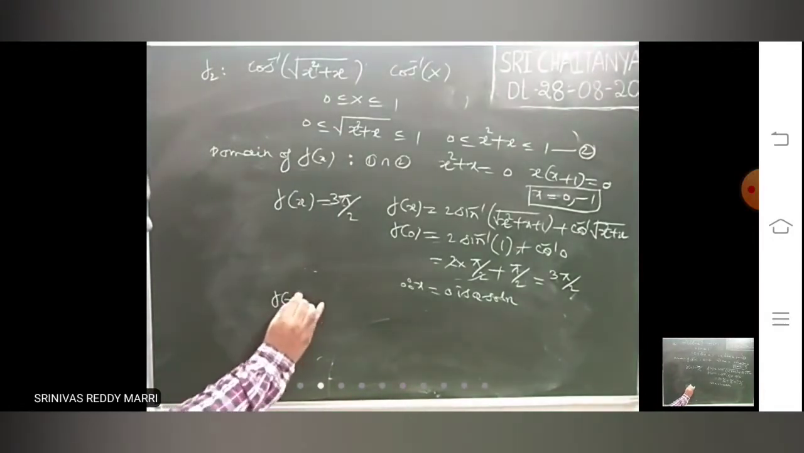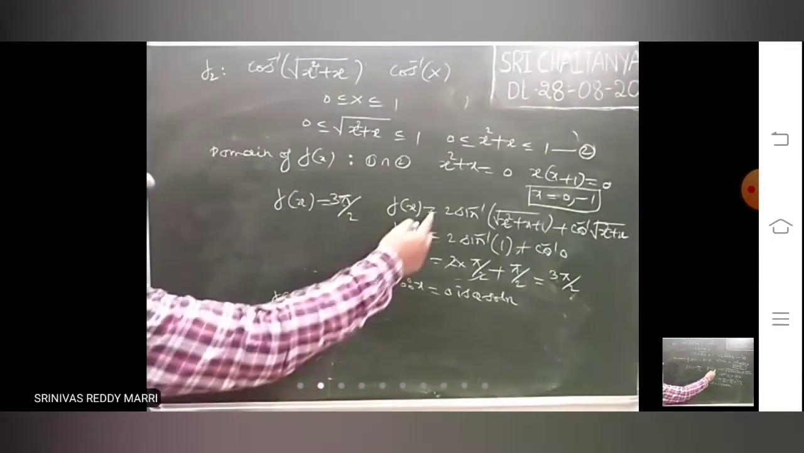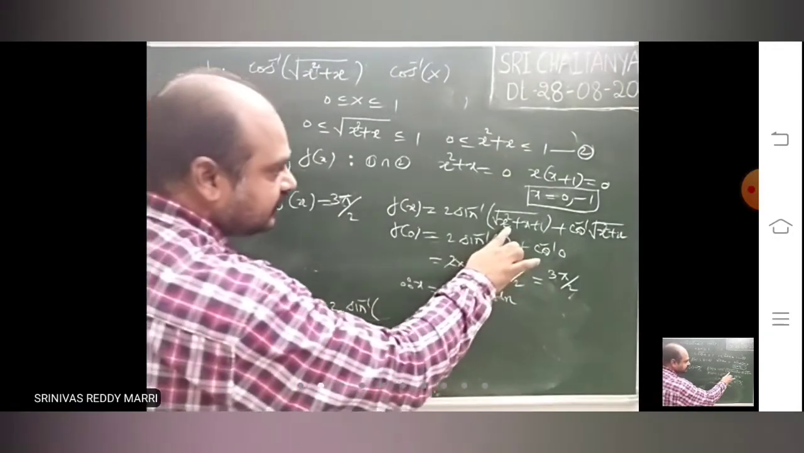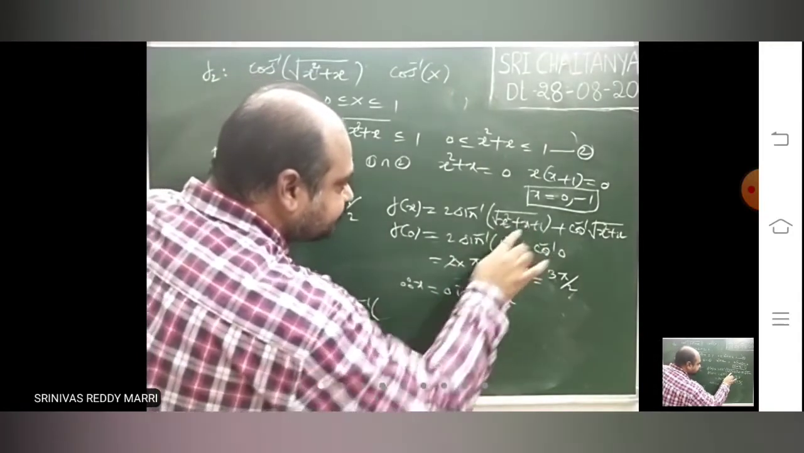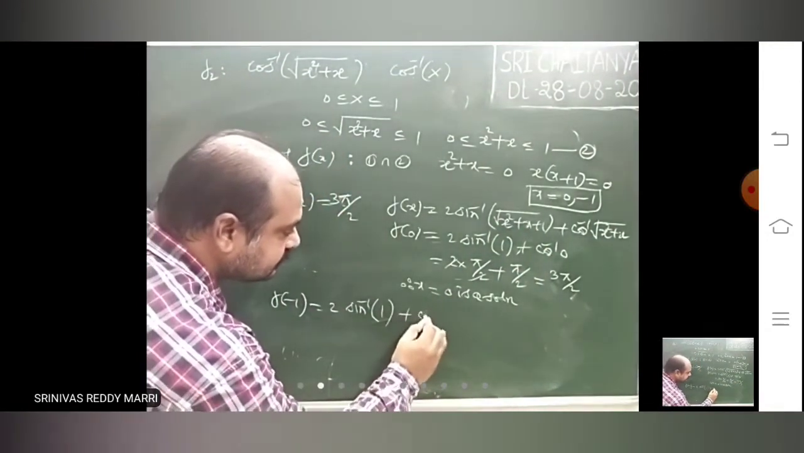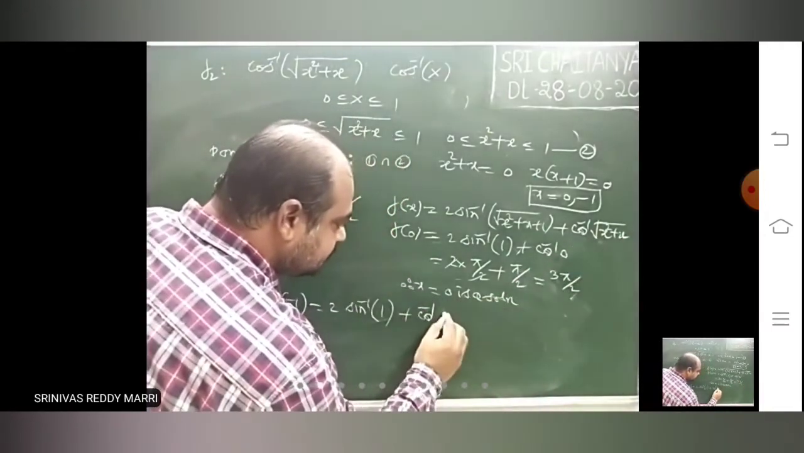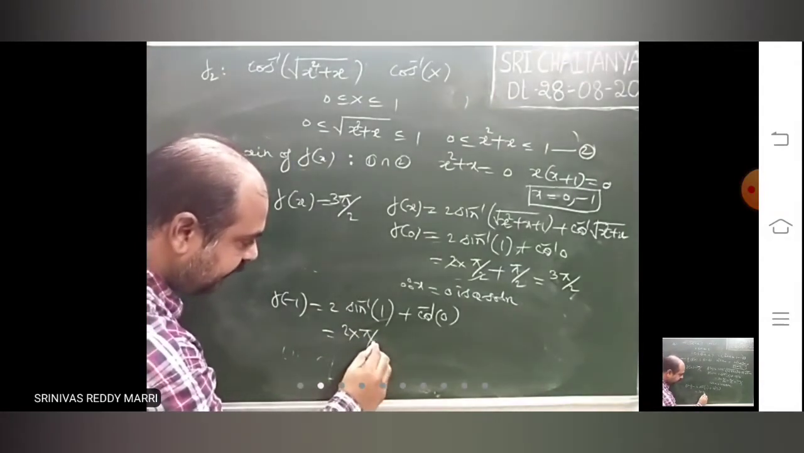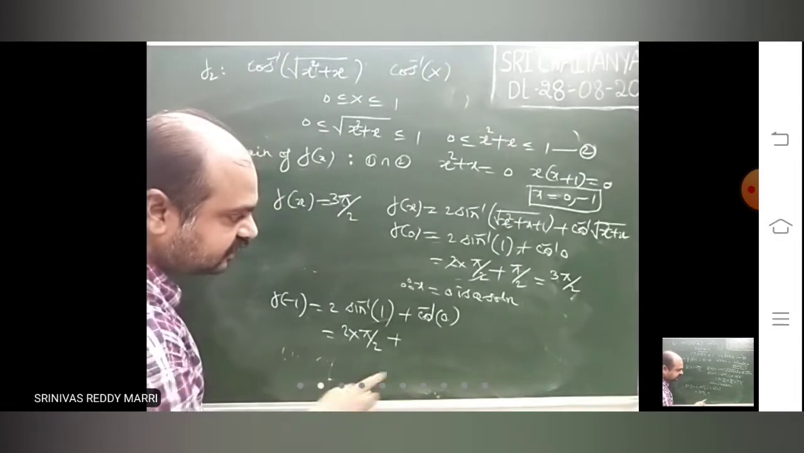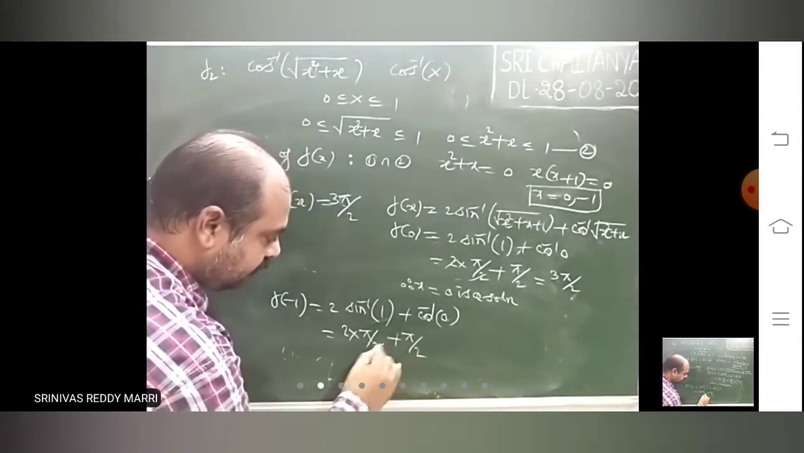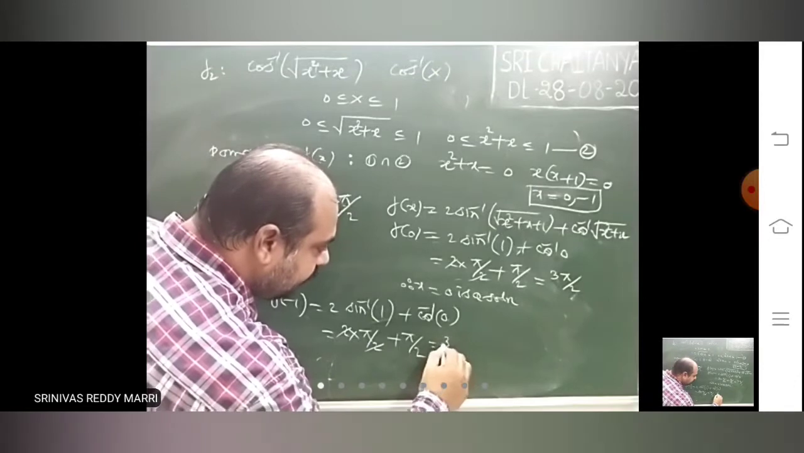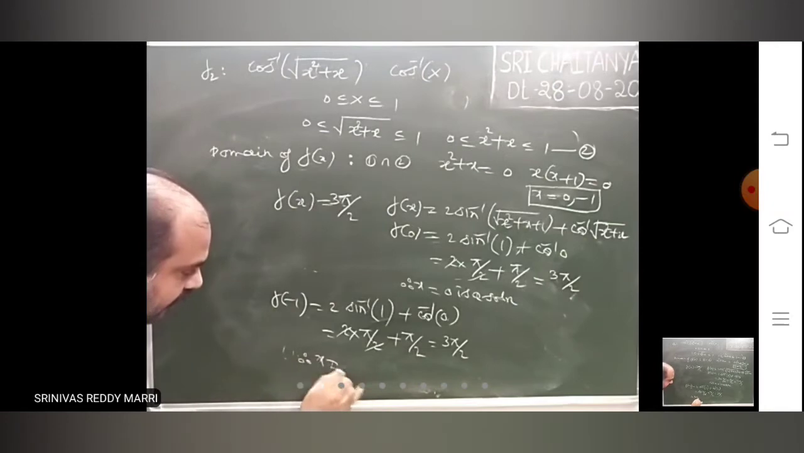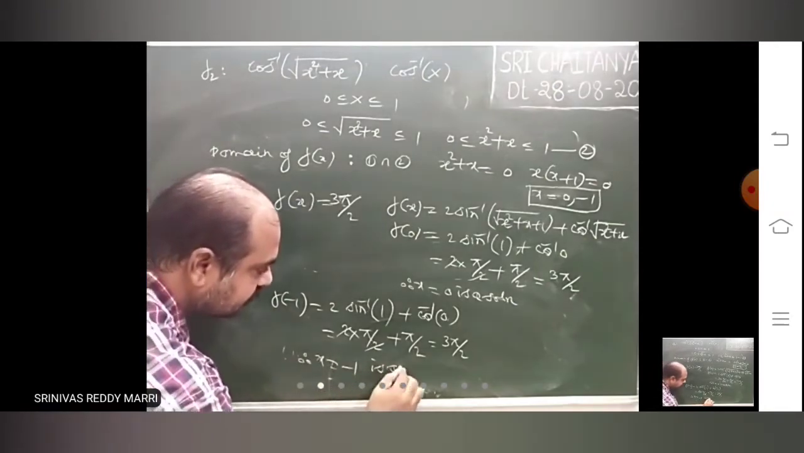Now I am checking f(-1). So f(-1), substitute that: 2 into sin⁻¹, if you substitute -1, 1 - 1 + 1, 1, plus cos⁻¹(1 - 1), 0. So look at this one, 2 into π/2 plus cos⁻¹(0) means π/2. What am I getting? 3π/2. So therefore x equal to -1 is a solution.